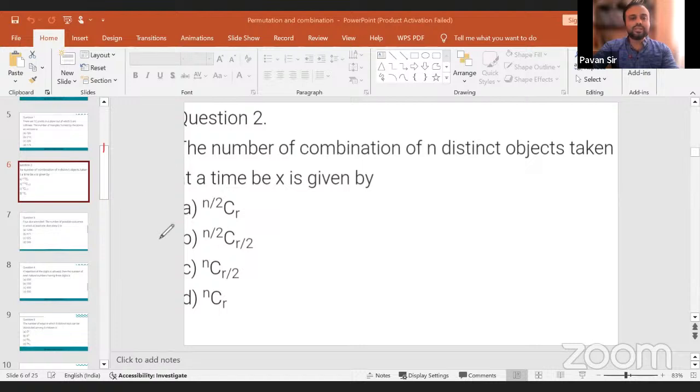Fast. Try to get the answer fast. Option D is the correct one. So it is nothing but nCr. nCr is the correct answer. n combination r, nCr. It is a direct answer, you need to remember this.